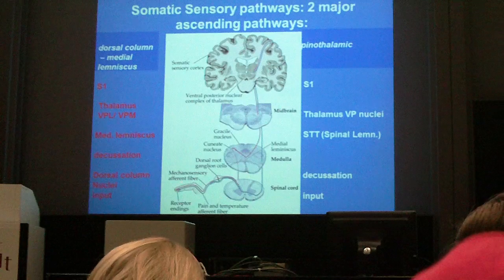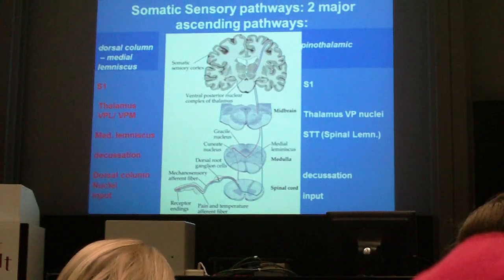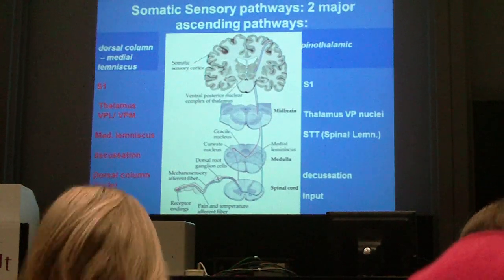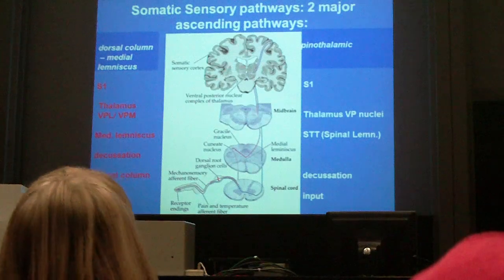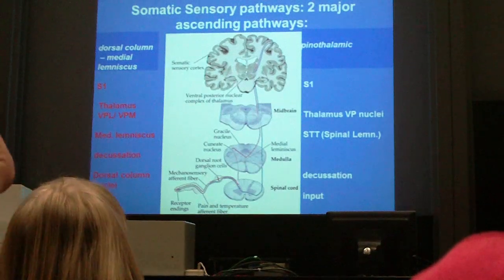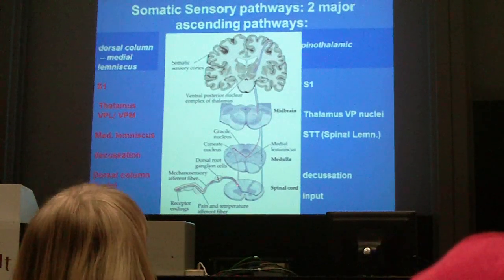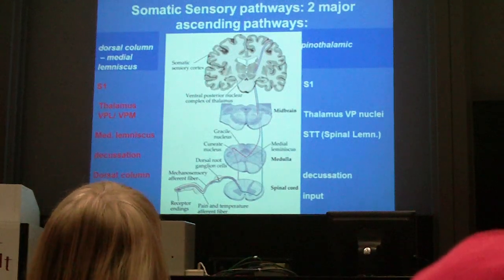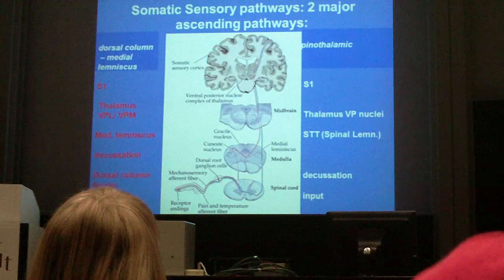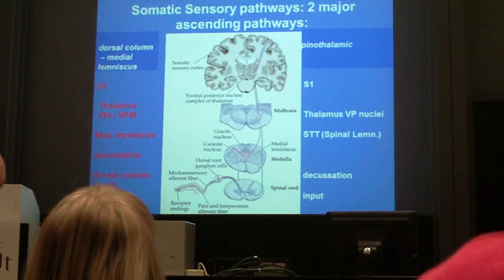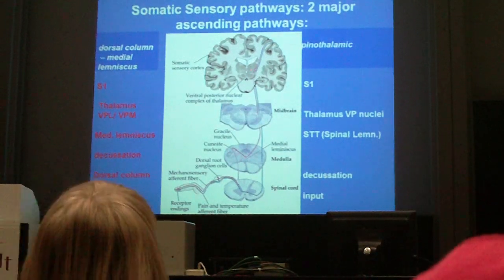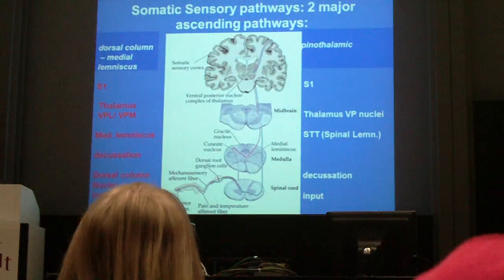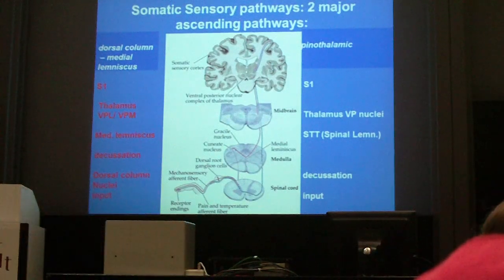On the other hand, in red, you see these thick fibers, the A beta fibers. They also enter the spinal cord, but do not cross at that level. They have a projection to the nucleus cuneatus, or the gracile, and cross at medullary levels, and then go to the thalamus, and then to the cortex. So we have 2 different systems.